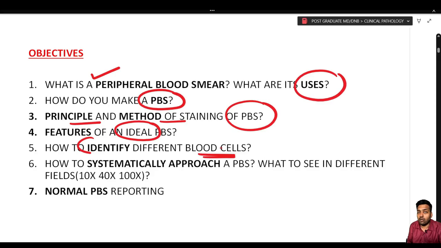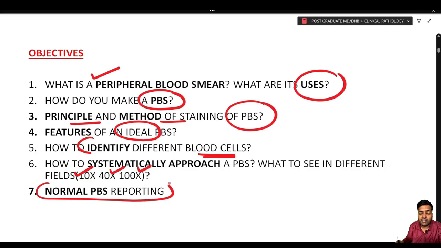For the third year, because you are the exam going batch, a lot of questions will be asked from the peripheral blood smear and you have to answer all of them. If you fail in the PBS, then you will fail in your MD DNB exam as well. Though it is a very easy and basic topic, it is a must know topic. You should know what things you are going to study under the 10x, the 40x, and the 100x. And in the end I'm going to show you the normal peripheral blood smear reporting.